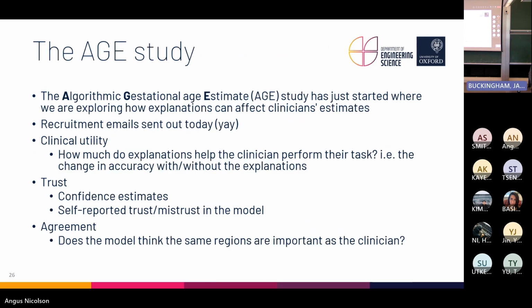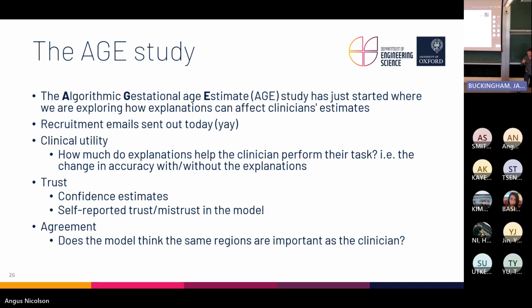So, for example, we're currently doing a study called the AGE study, the Algorithmic Gestational Age Estimation Study. Literally recruitment emails sent out today. And we want to explore how explanations can affect a clinician's estimate in estimating gestational age, but I'll get onto the data set in a moment. We've kind of got three things I want to talk about in terms of the interpretability side of the study. We want clinical utility, like can the explanations actually improve the clinician at performing the task?